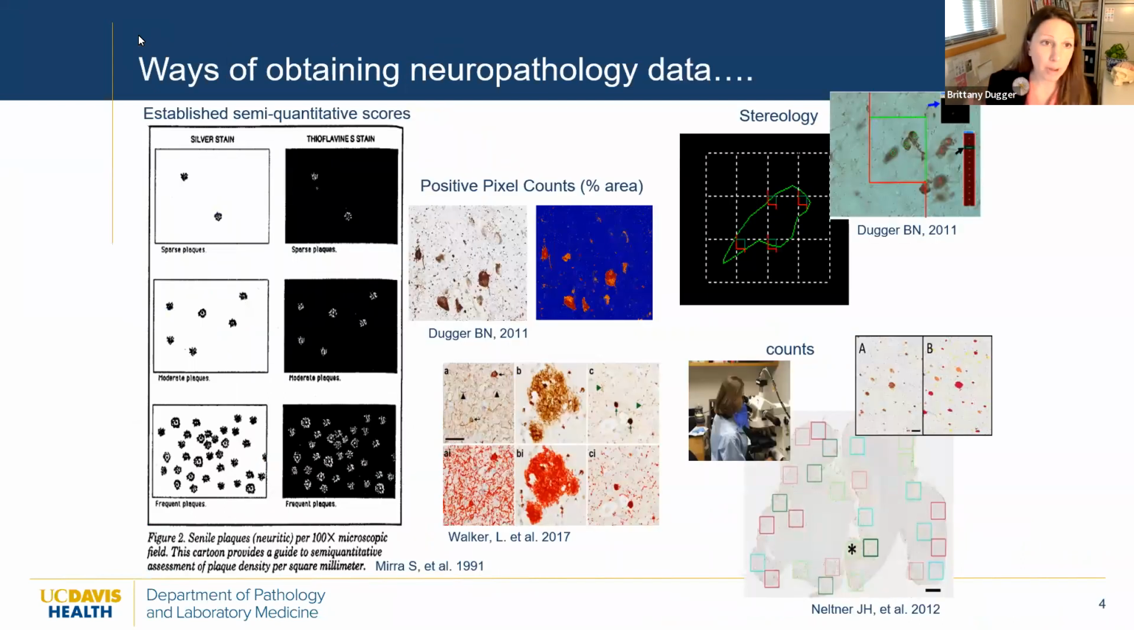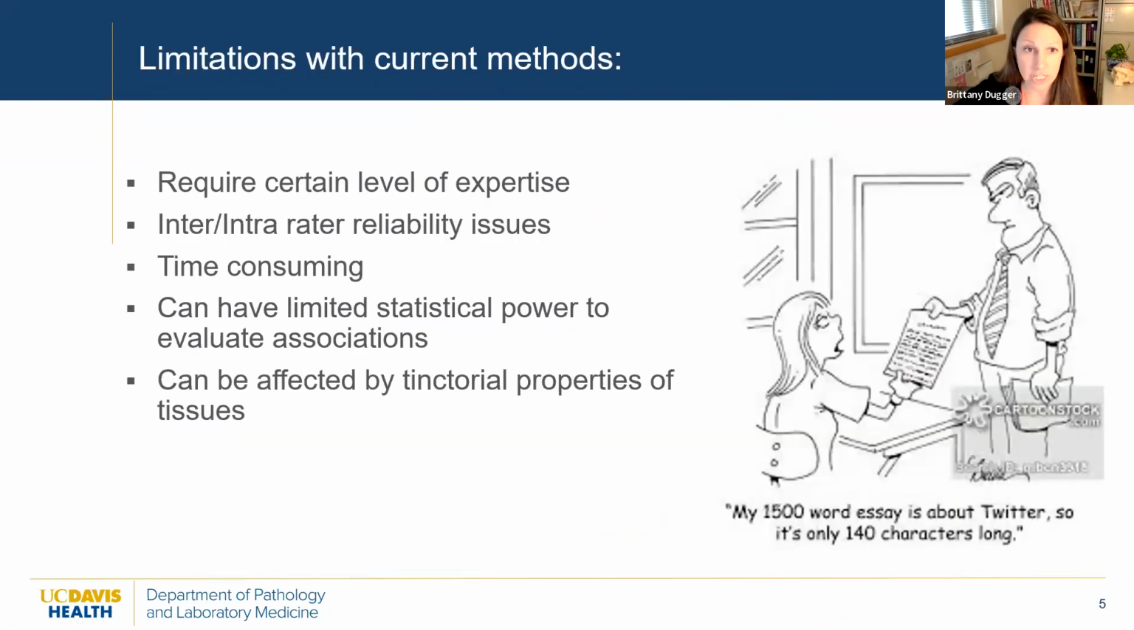So, from a neuropathology standpoint, we have many ways of obtaining neuropathology data. We have our established semi-quantitative scores, which we use to fill out our National Alzheimer's Coordinating Center forms. We can do positive pixel counts where we can trace an area. And there were great presentations before on this with the Aperio software, as well as with QuPath. We can do intensive stereology, or we can just basically do counts. These are some different ways that we obtain pathology data.